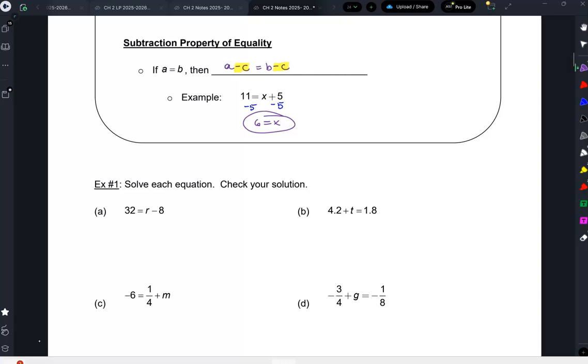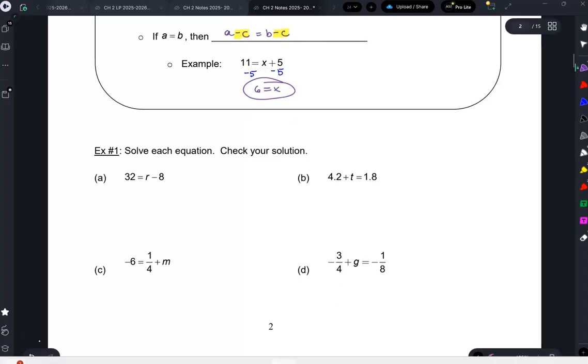Okay, here. You have 32 equals r minus 8. Now, the point is to get r alone. So ask yourself, what's happening to the 8? It's r minus 8. I need to do the opposite of subtraction, which is addition. Positive 8, positive 8. So here, r equals 40 or 40 equals r. Okay?